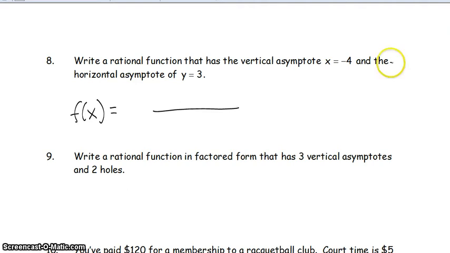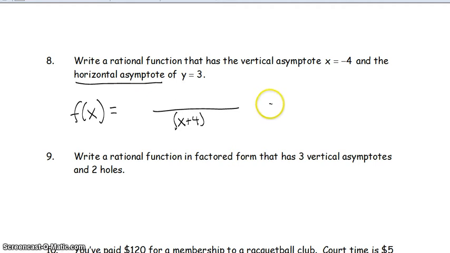Vertical asymptote has to come from our domain restriction. It comes from being on the bottom. So I'm going to put an x plus 4 down here. Okay, we have nothing else. Well, we could maybe put something else later, but we have that, and then all we need is a horizontal asymptote of y equals 3.